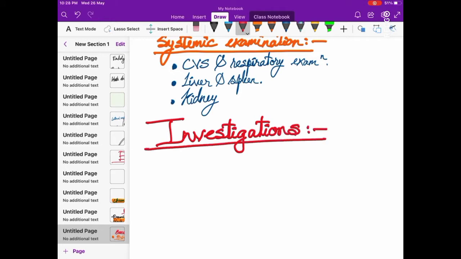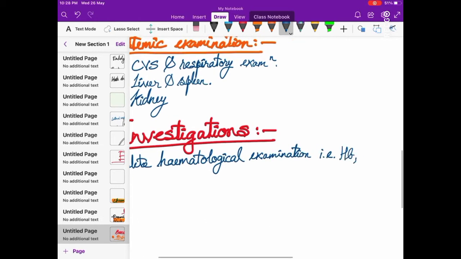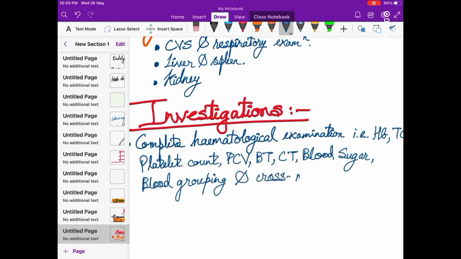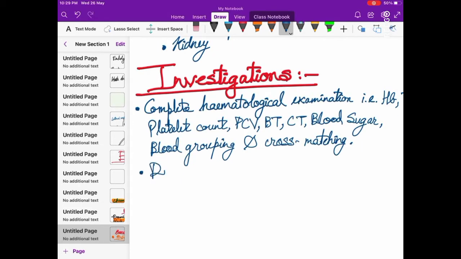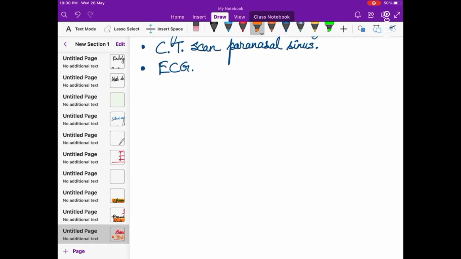Investigations we will do, like complete hematological examination, that is hemoglobin count, TC, platelet count, PCV, BT, CT, blood sugar. Blood grouping and cross matching we will do. Diagnostic nasal endoscopy, CT scan paranasal sinus, ECG.